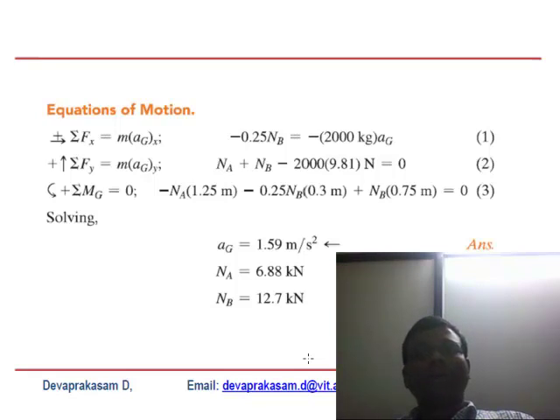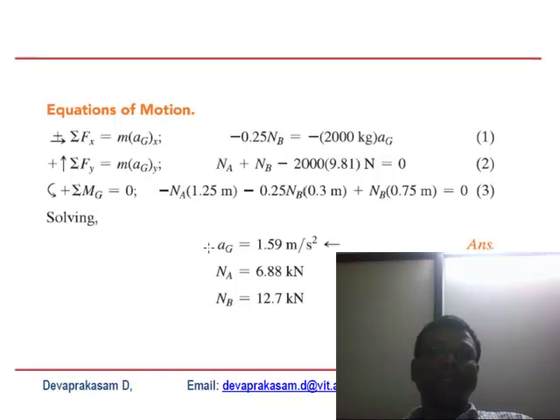If you solve that, you will find the moment at G. You can take the moment at A, G, or B, whichever converges quickly. The moment at G is given by NA times 1.25 m, minus 0.25 NB into 0.3 m, plus NB into 0.2. The sign convention is clockwise negative, anti-clockwise positive. Based on that, you finally arrive at AG. What is AG? It is 1.5 meters per second squared, the acceleration in the x direction.